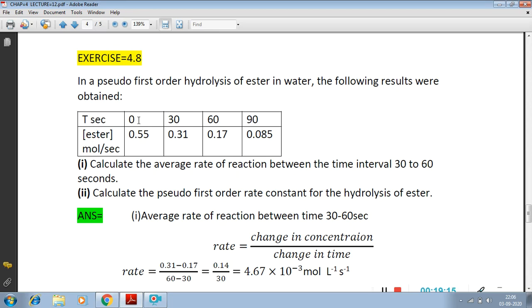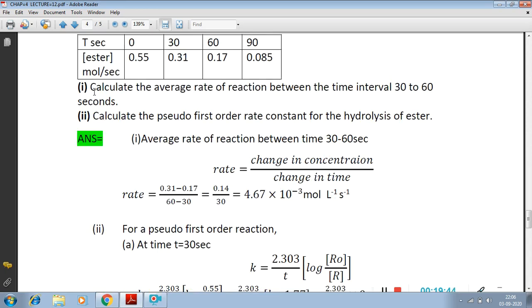At 0 time, the concentration of ester is 0.55. Then at time t equal to 30 seconds, the concentration is reduced to 0.31. At time t equal to 60 seconds, the concentration is reduced to 0.17. And at 90 seconds, the concentration is reduced to 0.085.